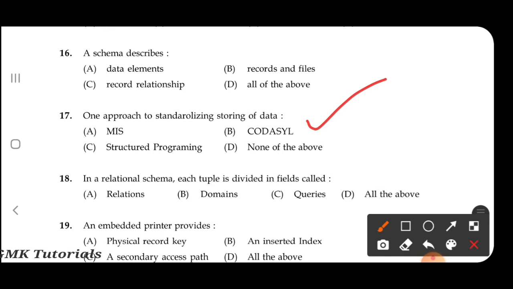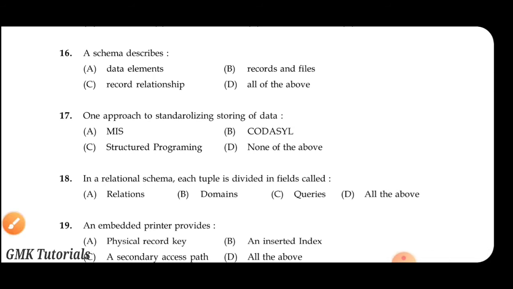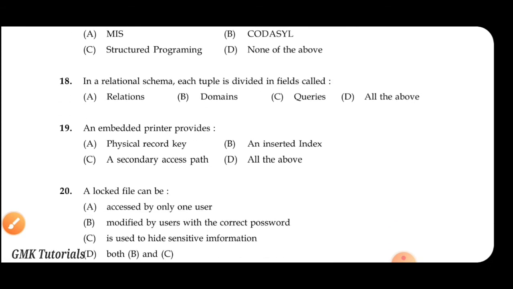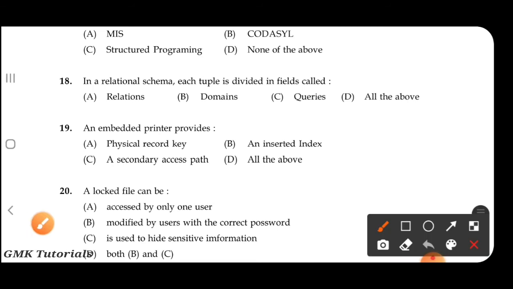It was developed in 1959. It mainly performs two activities: the development of the COBOL language, and standardizing the database interface. And the 18th one: in a relational schema, each tuple is divided into fields called domains.